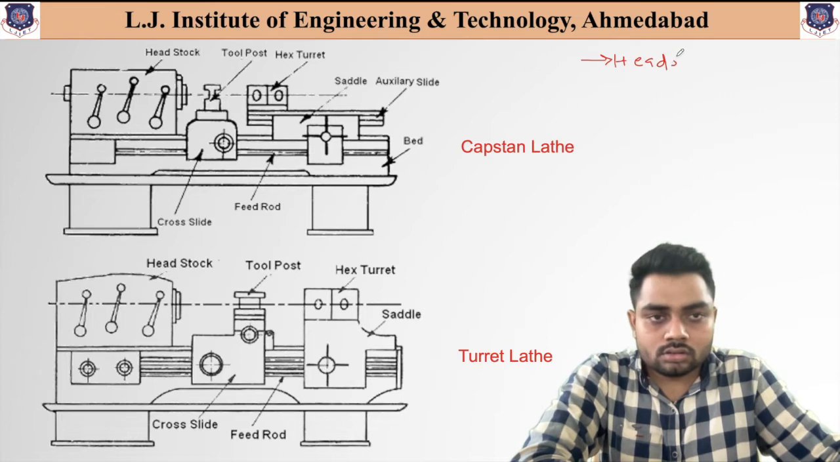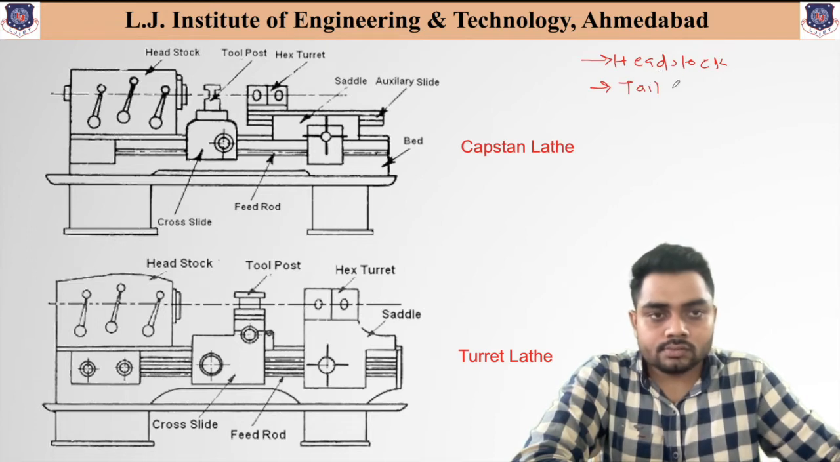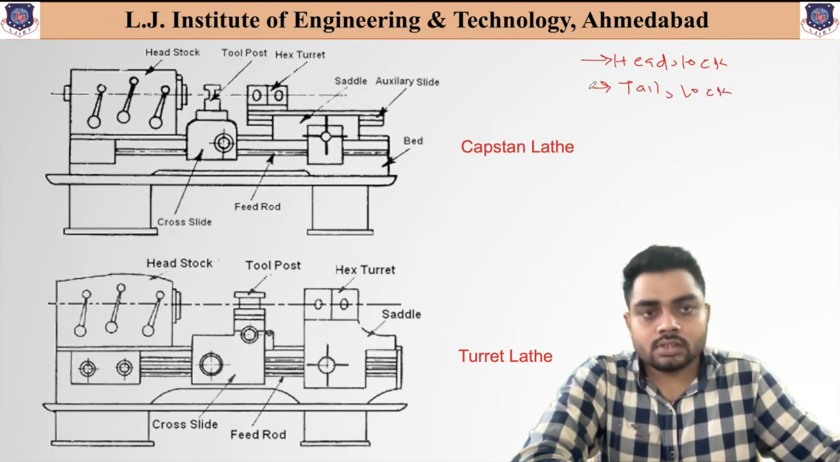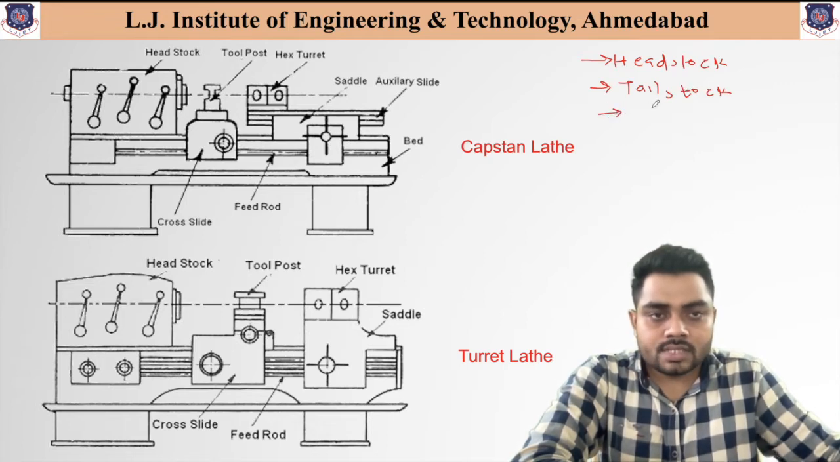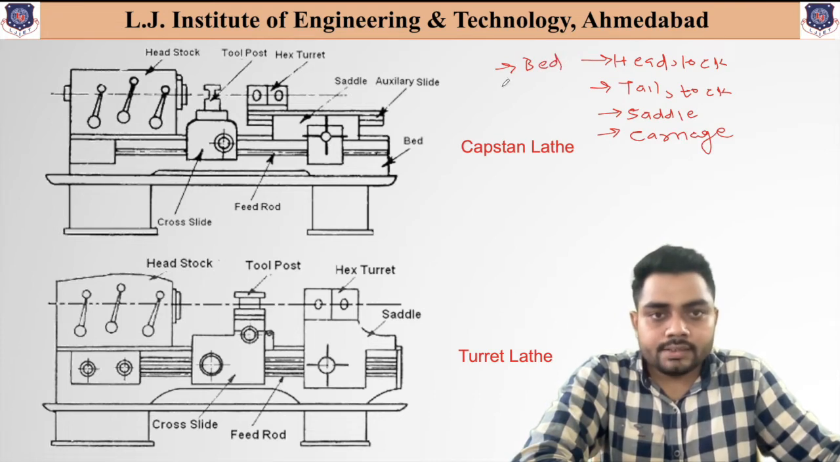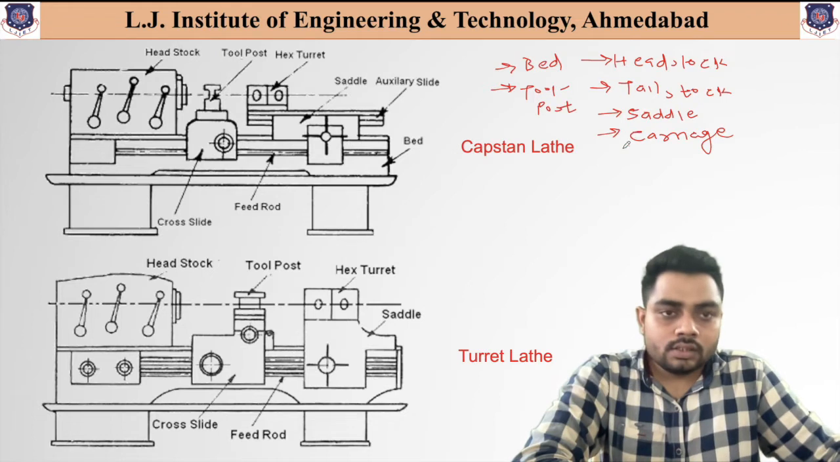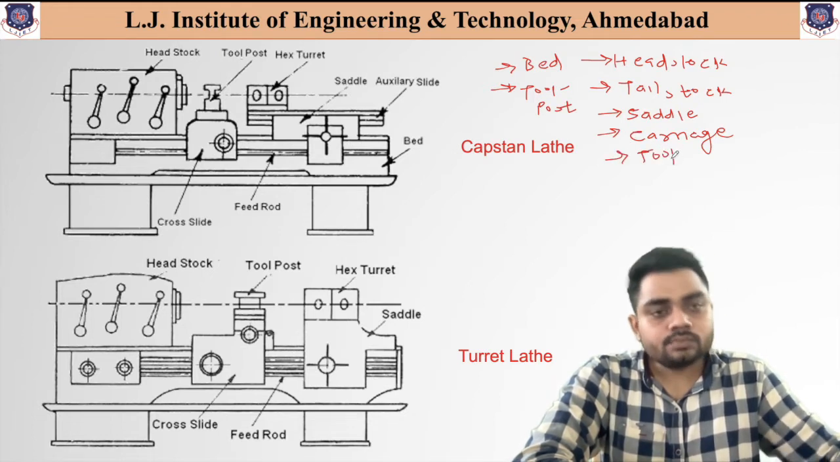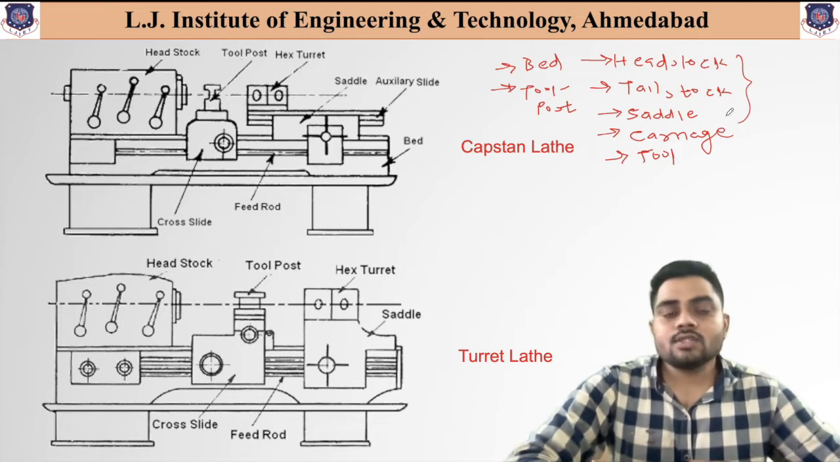headstock, then tailstock, next is saddle, carriage, bed, tool post, and the tool. So we know that a basic lathe machine has all these different parts.